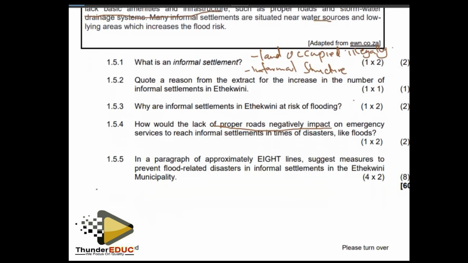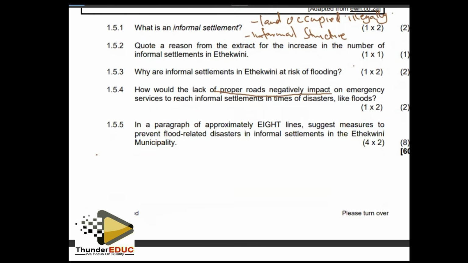Okay, then the last question says, in a paragraph of approximately 8 lines, suggest measures to prevent flood-related disasters in informal settlements in eThekwini. We're looking at what we can do to ensure that we stop the flood-related issues. First of all, the text says people settle near water sources and in low-lying areas. So the first suggestion is to encourage people to settle or relocate in higher lying areas.